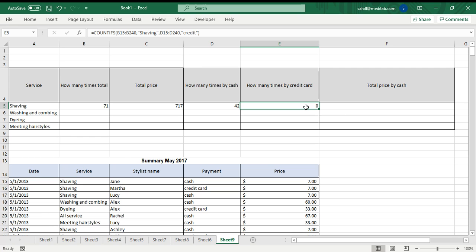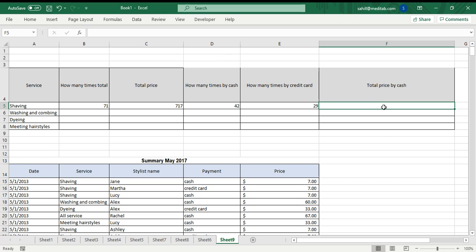Something is wrong in this. I need to check. Oh, sorry. It is asking for credit card. I used only credit. That's the reason it gave me zero. CREDIT CARD. Yes, 29 times. The people went for shaving and paid by credit card 29 times.